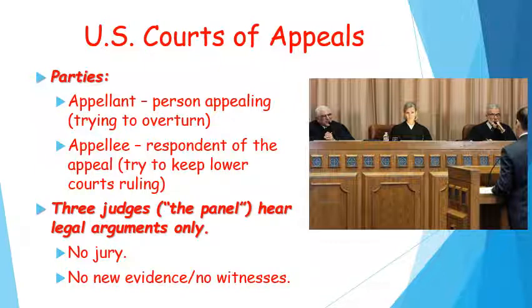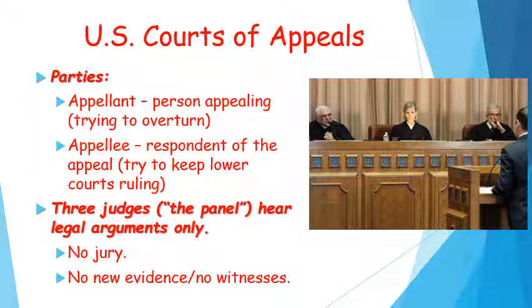When we look at how the Court of Appeals works, the parties consist of the appellant. That's the person who's appealing, usually the person who loses the case and is trying to get it overturned. That could be either the plaintiff or the defendant from the U.S. District Court, depending on which party loses. The appellee would be the respondent of the appeal, the person who won in district court and wants to keep the decision as it was.